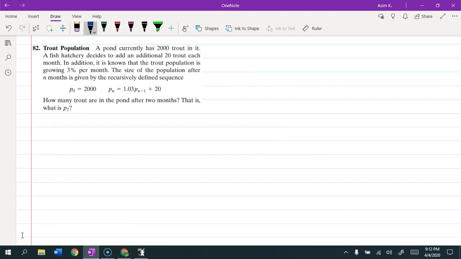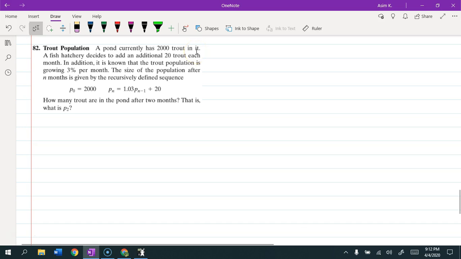All right, so the last question that we want to try is an application question. And it really helps you to understand where this stuff applies. It's actually used a lot in the financial sector, okay? Here we talk about populations. So it says a pond currently has 2,000 trout in it. Okay, so there's 2,000 trout in it. And let me just pause here, right?